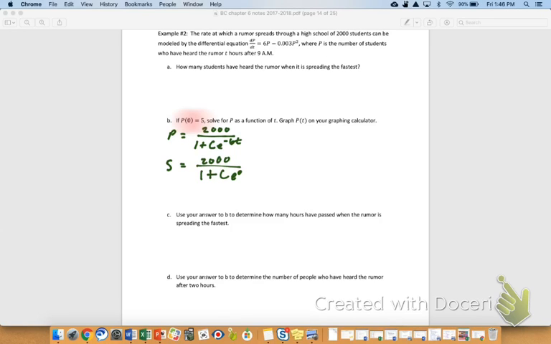Okay, so this would give me 5 plus 5C equals 2,000. So what is this? 1995 divided by 5, is that 399? Yeah, 399. So C equals 399. Therefore, my complete solution is P equals 2,000 over 1 plus 399 e to the negative 6t. So far, I guess you can graph that, but so far so good. Questions? Any concerns about what we're doing?